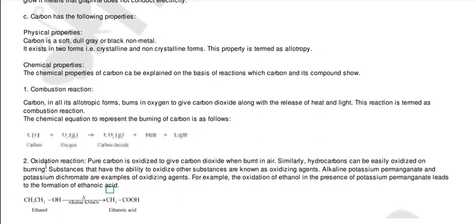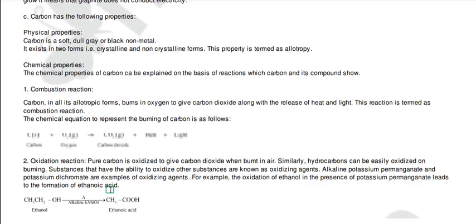2. Oxidation reaction. Pure carbon is oxidized to give carbon dioxide when burnt in air. Similarly, hydrocarbons can be easily oxidized on burning. Substances that have the ability to oxidize other substances are known as oxidizing agents. Alkaline potassium permanganate and potassium dichromate are examples of oxidizing agents. For example, the oxidation of ethanol in the presence of potassium permanganate leads to the formation of ethanoic acid.